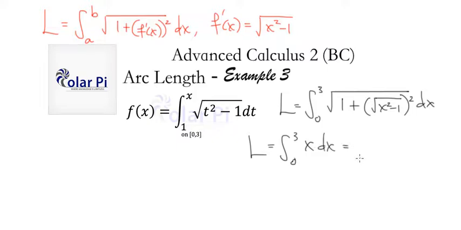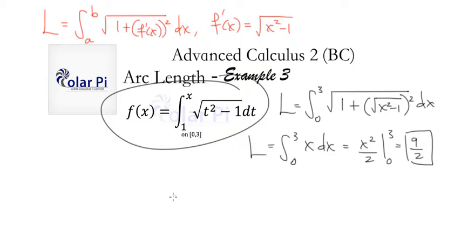So this could not have been easier, right? Okay, so here we find that we just have x squared over 2 integrated from 0 to 3. And so 9 over 2 is the value of the length of the arc on this curve, on that function, from x equals 0 to x equals 3.